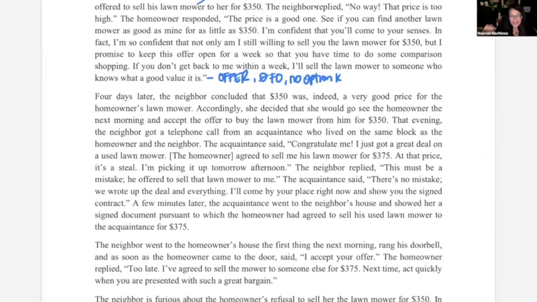Four days later, so within the time period, the neighbor concluded that $350 was indeed a very good price for the homeowner's lawnmower. Accordingly, she decided that she would go see the homeowner the next morning and accept the offer to buy the lawnmower from him for $350. That evening, the neighbor got a telephone call from an acquaintance who lived on the same block as the homeowner and the neighbor. The acquaintance said, congratulate me, I just got a great deal. Who says that? I just got a great deal on a used lawnmower. The homeowner agreed to sell me his lawnmower for $375. At that price, it's a steal. I'm picking it up tomorrow afternoon.